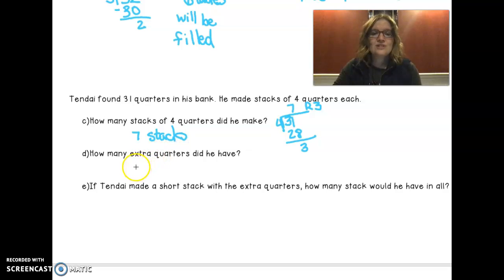How many extra quarters did he have? 3 quarters. Tendai made a short stack with 3 extra quarters. If Tendai made a short stack with the extra quarters, how many stacks would he have in all? Well, we would know that he'd have 7 full plus 1 partial, which would give us 8 stacks.